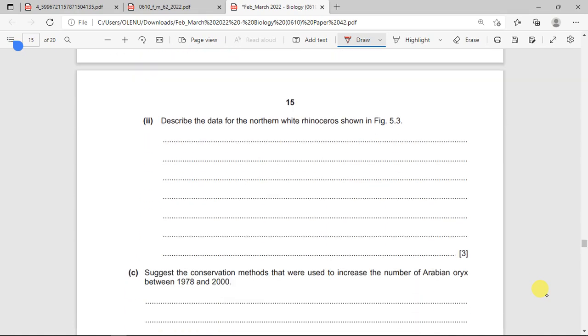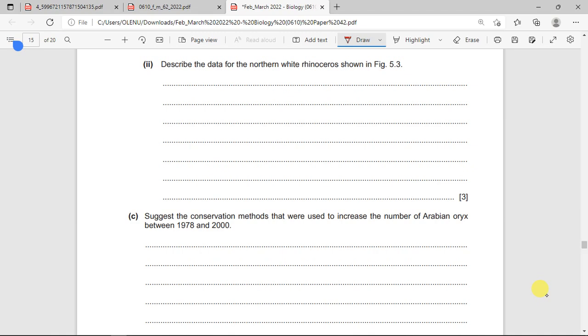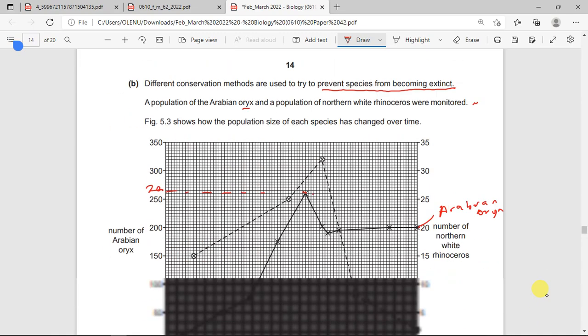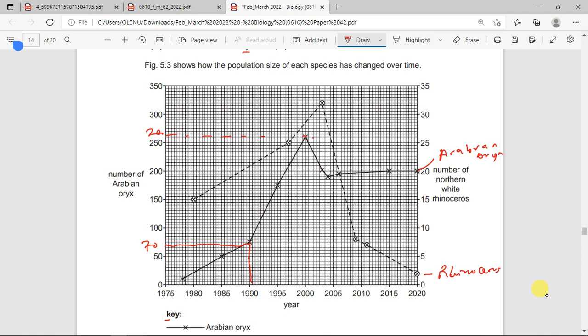Now, they say describe the data for the northern white rhinoceros shown. So they just want us to talk about the data. We have to use this to describe it. White rhinoceros. If you look at this, you find out that the white rhinoceros started in 1980. So it started in 1980 and it increases and reaches its peak. So this is the peak. In which year? I think it reaches its peak in 2003, if you trace it down.